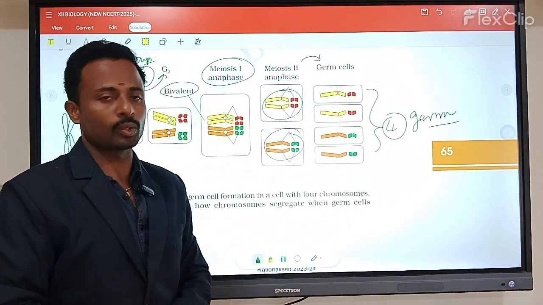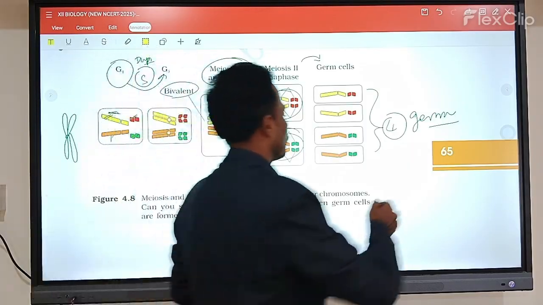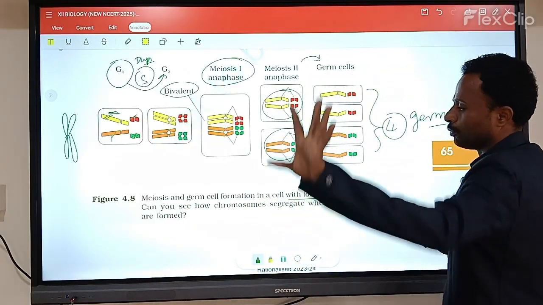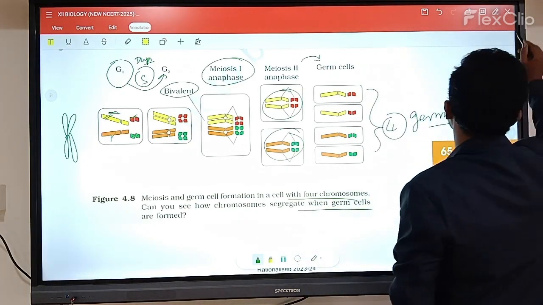So scientists clearly observed this on the electron microscope. Okay, meiosis and the germ cell, the formation of the cell which forms the four chromosomes. You see, chromosome segregation means the germ cells are formed afterwards.